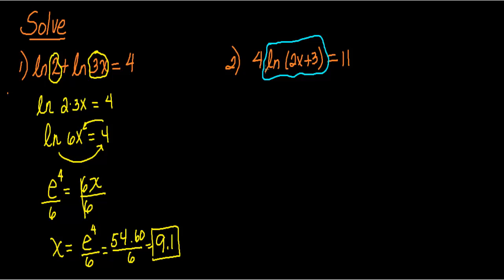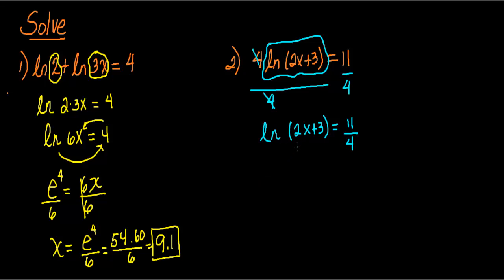So who's next to the natural log? 4 is, and it's being multiplied by the natural log. So to get rid of this 4, I have to divide both sides by 4. Okay, and that becomes a 1, and then on this side I'm left with the natural log of 2x plus 3 equals 11 over 4. Okay? Now watch what happens.